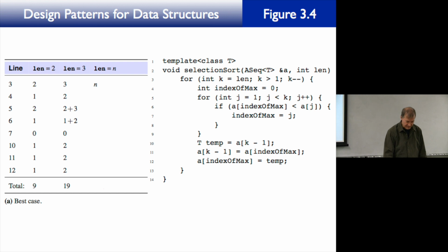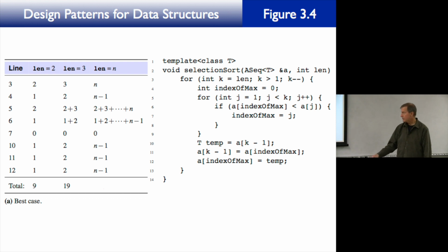N minus 1. Are we good? And then what? 2 plus 3 plus dot dot dot. Plus, what's the last one? Plus n. 2 plus 3 plus dot dot dot plus n. And what was the next one? 1 plus 2 plus dot dot dot plus the last one is n minus 1. And then 0. And then what are these? N minus 1, n minus 1, n minus 1, n minus 1.